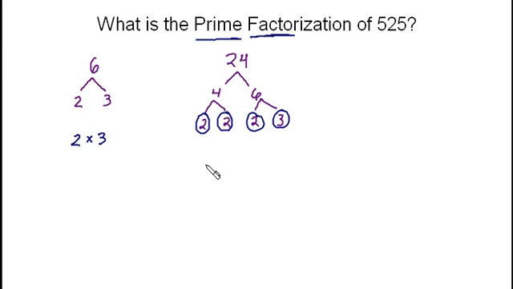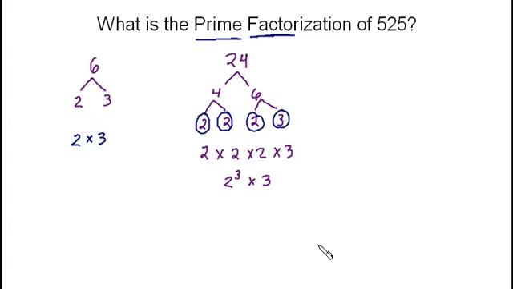And now we can write our prime factors. We have 2 times 2 times 2 times 3. Another way to write 2 times 2 times 2 is 2 to the 3rd power. So we have 2 to the 3rd power times 3. And that is the unique prime factorization for the number 24. No other number will have this prime factorization.